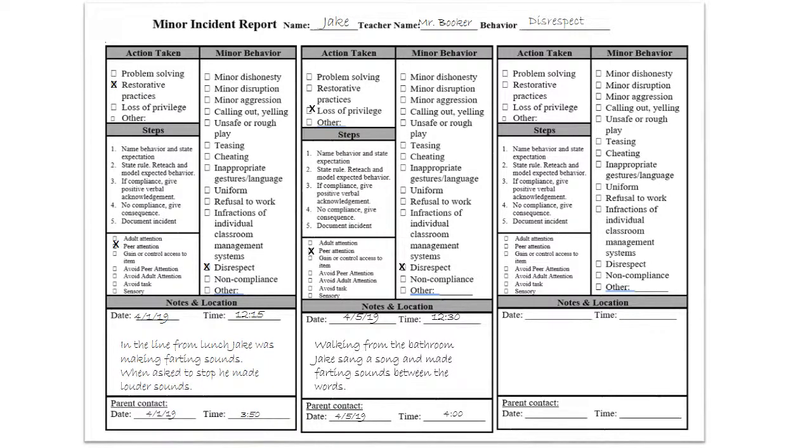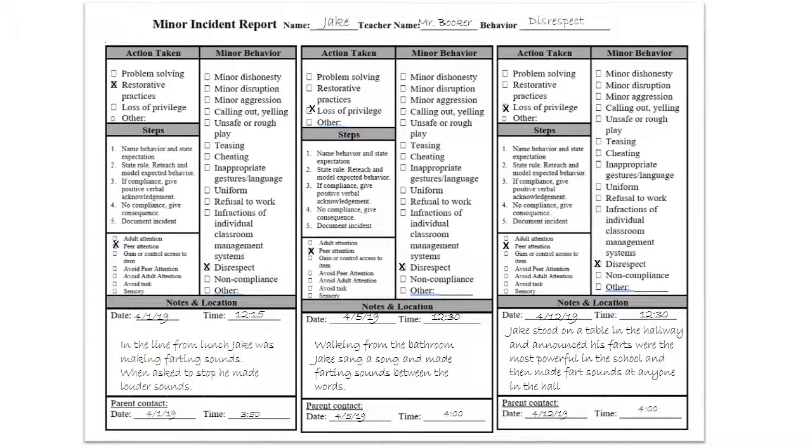So you would fill out everything that kind of comes up for that second incident. So a few days later, there's another problem with disrespect, another incident happens. Your action taken was perhaps loss of privilege, you've made your parent contact. And then a week later, there's another incident that's also focused on disrespect, so you would mark that down.